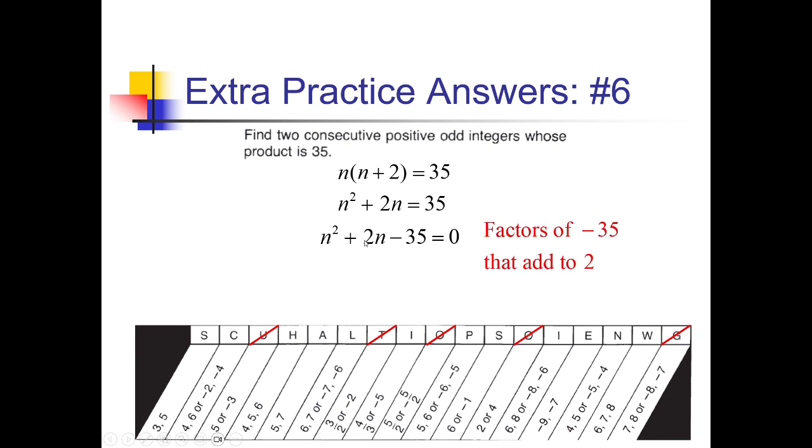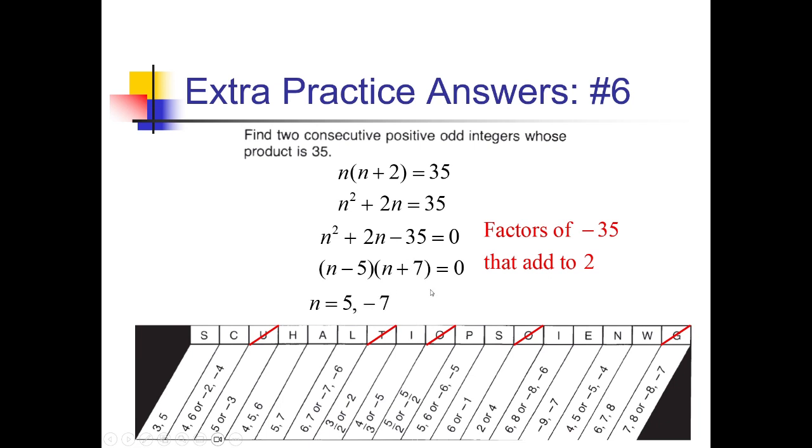1 and 35 doesn't work. I think 5 is the next thing that goes into 35. 5 times 7, that gets me a 2 if I have a negative 5 and a positive 7. So n minus 5, n plus 7 are my factors. Setting each of these equal to 0 and solving, we've got 5 for that first parentheses, and then negative 7 for the next one.